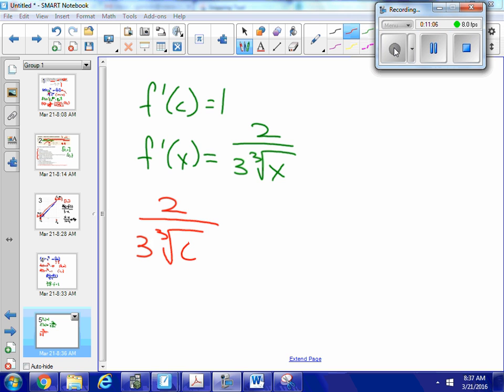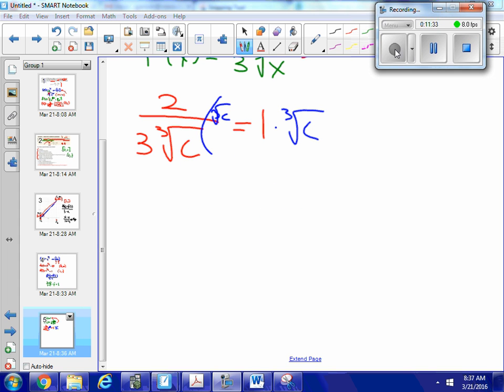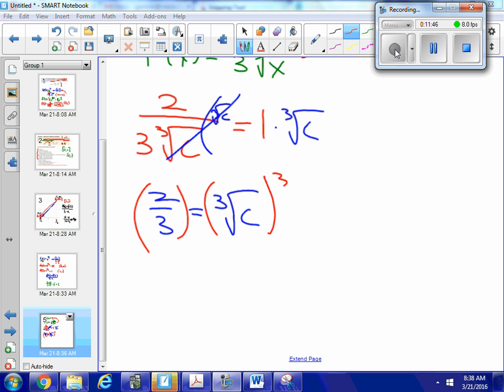I want to make sure that the slope of this is equal to 1. Well, let's solve. I'm going to multiply both sides of this equation by the cube root of c. The cube roots of c cancel out, so I have 2/3 is equal to the cube root of c. And now I'm going to cube both sides. So I have c is equal to 8/27.